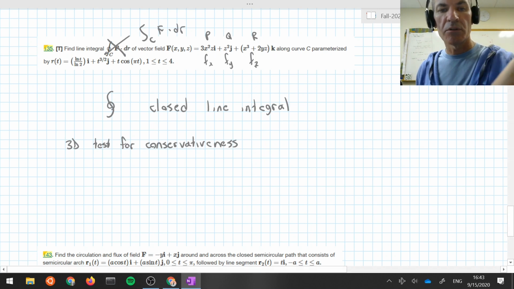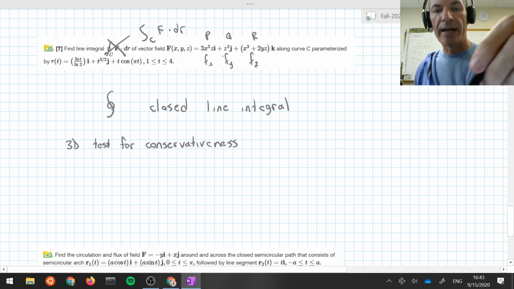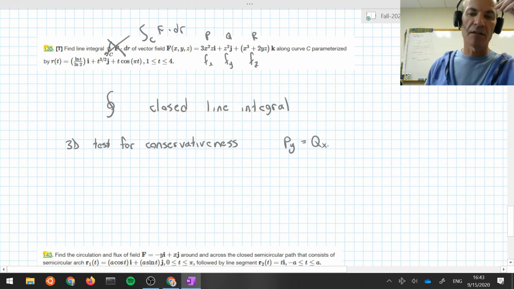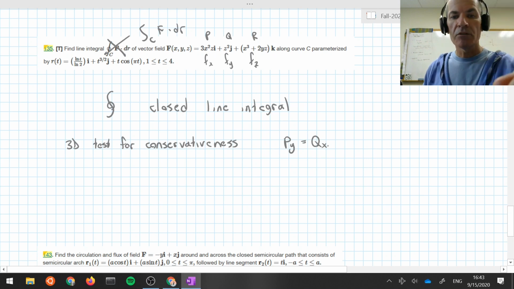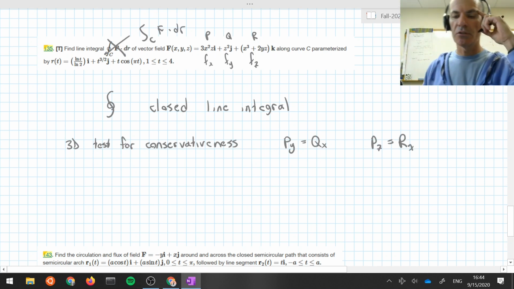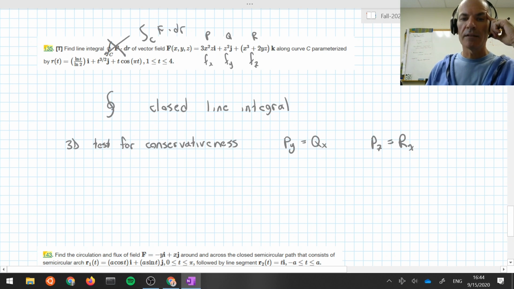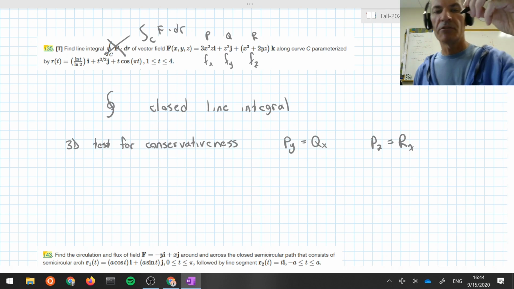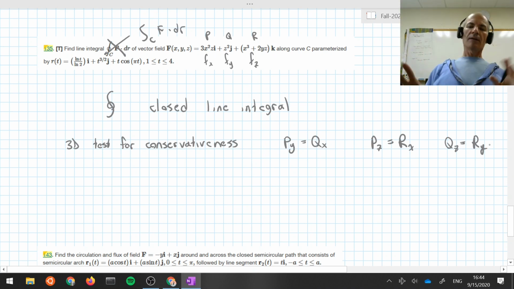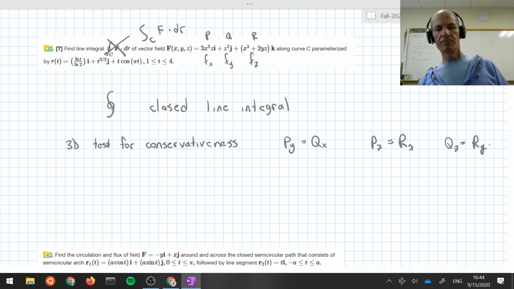So let's look at the first two. We want f_xy to equal f_yx, so that means we want p_y to equal q_x, and that's the same test as the 2D version. We also want f_xz to equal f_zx, so that means p_z better equal r_x, because those are mixed partials. And then finally, we want f_yz to equal f_zy, so we're going to need q_z to equal r_y. So you don't have to memorize these equations. If you just remember that mixed partials are equal, that'll get you there.